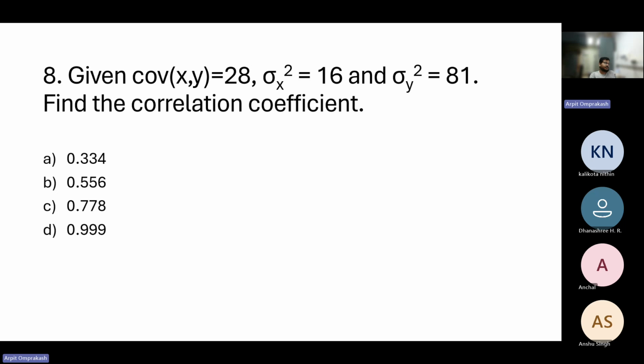Given covariance of xy is 28 and variance of x is 16, variance of y is 81, find the correlation coefficient. So here we'll use the other formula. So R is given as covariance of x and y divided by sigma x, sigma y. So we are given sigma square. So what we'll just do here is covariance is 28. So we'll just take the root over.